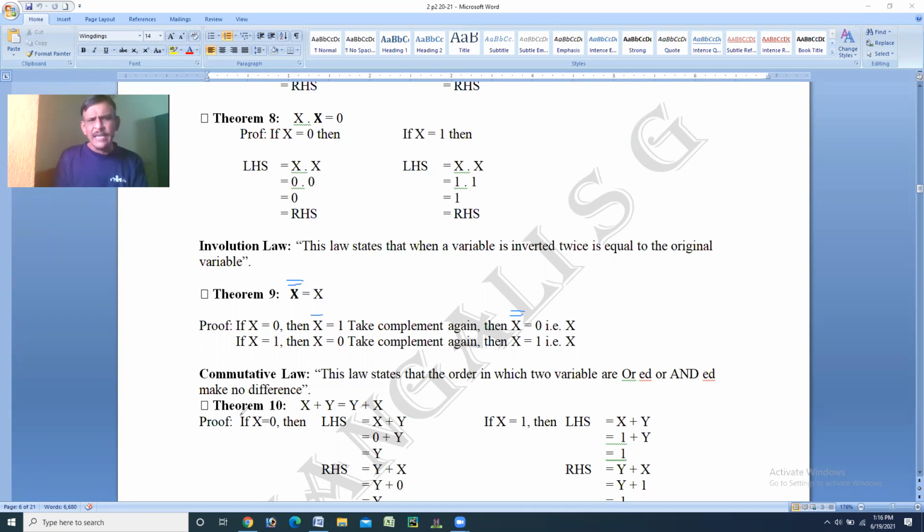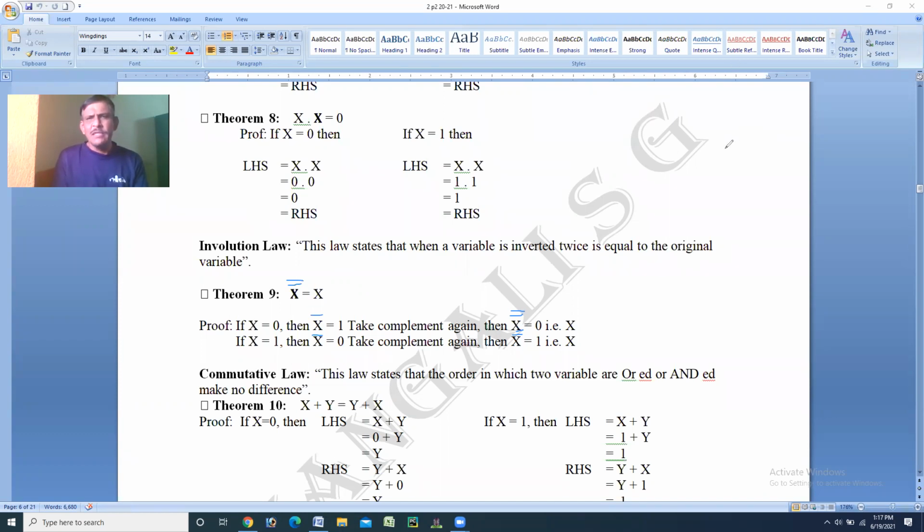This is the first case. Second case also. If x equal to 1, then x complement equal to 0 you will get. Then again if you complement this 0, x double complement you will get as 1. X double complement equal to 1. It means I have taken x equal to 1, and the result I am getting after double complement is again 1. That's why the law states that when a variable is complemented or inverted twice, it is equal to the original variable. This is also an exam point of view, a 2 marks theorem.